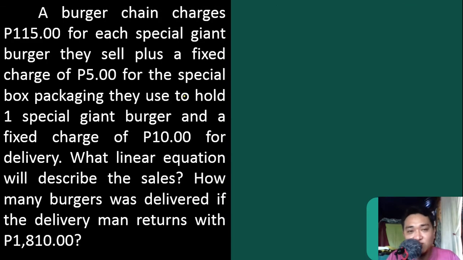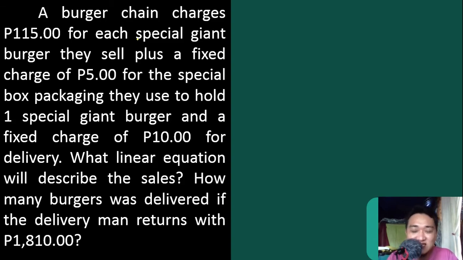Okay, let us have one more example. Let's say a burger chain charges 115 pesos for each special giant burger they sell, plus a fixed charge of 5 pesos for the special box packaging they use to hold one special giant burger, and a fixed charge of 10 pesos for delivery. What linear equation will describe the sales and how many burgers was delivered if the delivery man returns with 1,810 pesos.